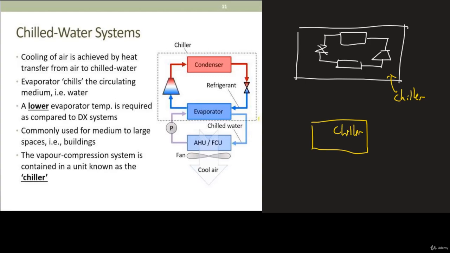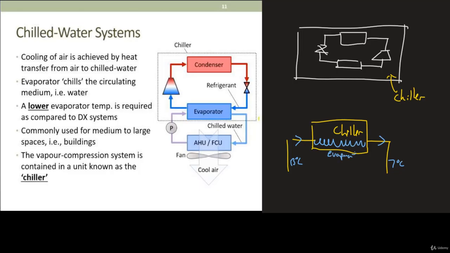So you have one loop, and this loop is providing chilled water. Chilled water will go in at a certain temperature and come out at a much colder temperature. So let's say the water goes in at around 13 degrees Celsius and comes out at around 7 degrees Celsius, and this part is the evaporator that is cooling your water.